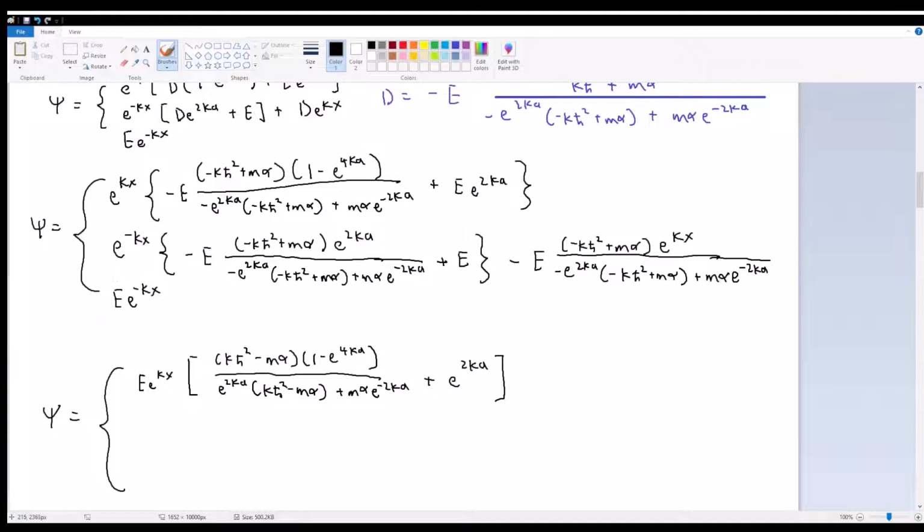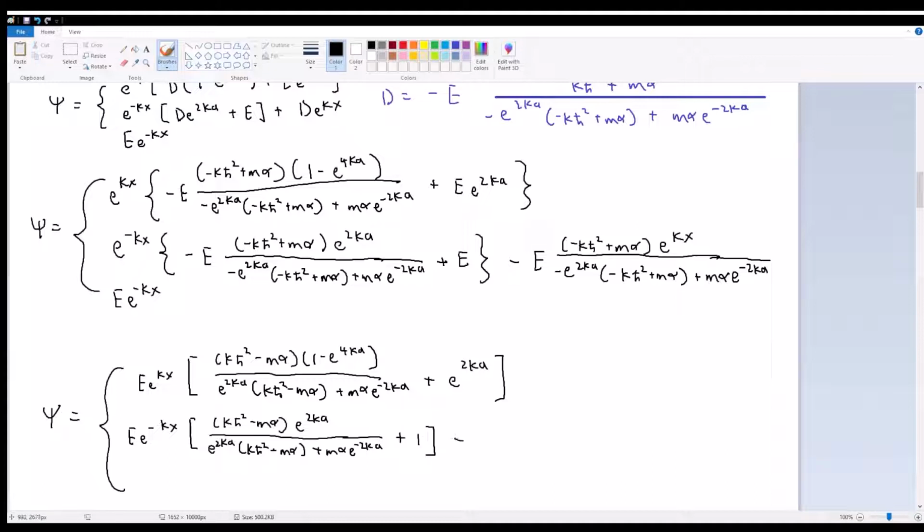And then for the middle one, we can once again distribute out the e. So this is going to be e times e to the negative kx. And then do the same thing, k h bar squared minus m alpha, where we absorb the negative that's here. And then multiplied by e to the 2ka. And then at the bottom, once again, do the absorption, e to the 2ka times k h bar squared minus m alpha plus m alpha e to the negative 2ka. And then this is getting added to 1.